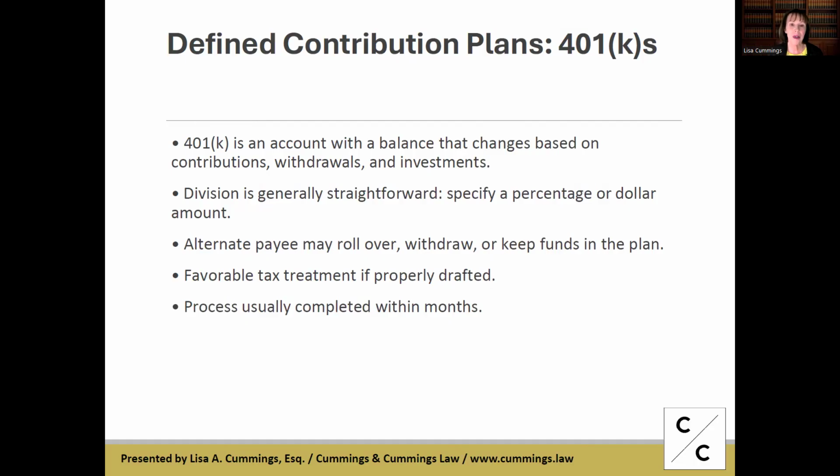The important thing to note for a 401k QDRO is the alternate payee does receive favorable tax treatment if it is properly drafted. And then typically a QDRO process for a 401k plan can be completed within 2 to 6 months.